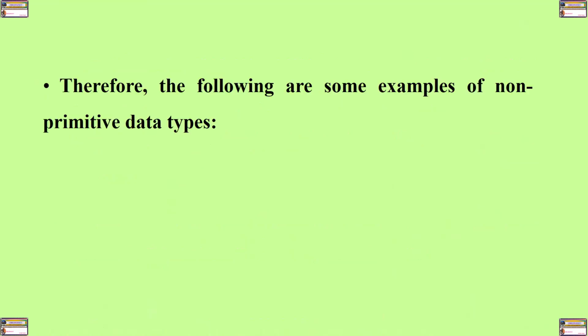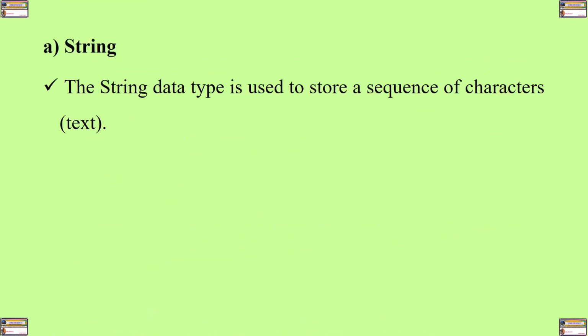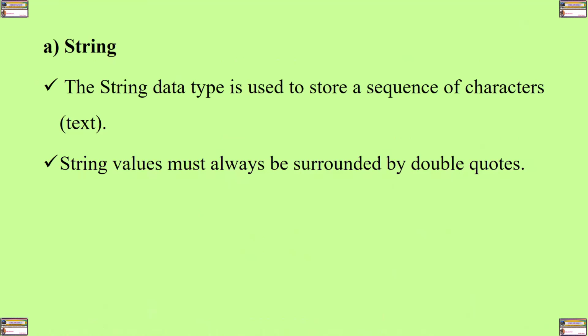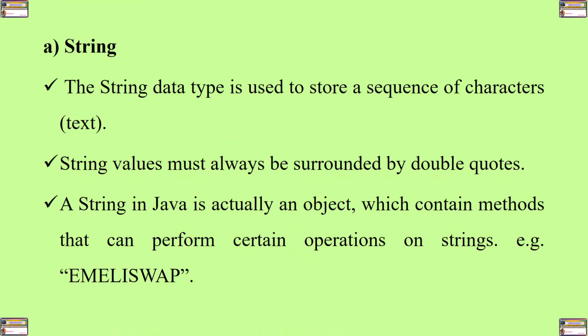Therefore, the following are some examples of non-primitive data types. We have a string, we have arrays, we have class. A string is a data type that is used to store a sequence of characters. String values must always be surrounded by double quotes. A string in Java is actually an object which contains methods that can perform certain operations on strings.